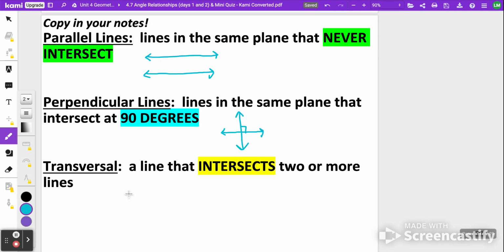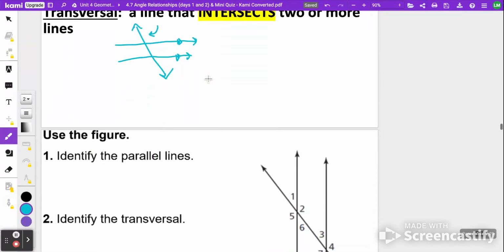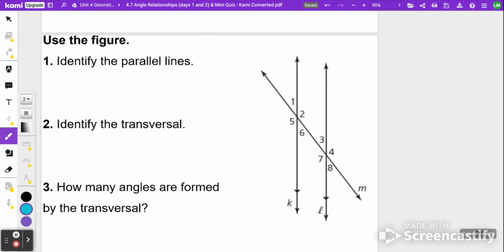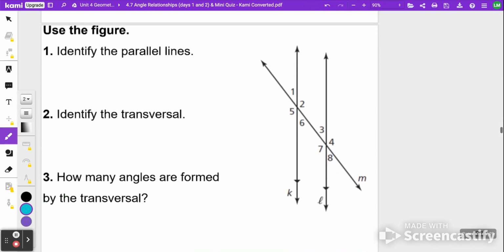The final piece of information we're going to talk about today is a transversal, and that's a line that intersects two or more lines. So if we have two lines, like two parallel lines, the transversal is the one that intersects them, okay? These happen to be parallel. You can show parallel lines with two little arrows like this, kind of colored in. That's just showing that they're parallel. The transversal is just going to go through them. So what we're going to do is identify parallel lines, transversals, and how many angles are formed by the transversal.